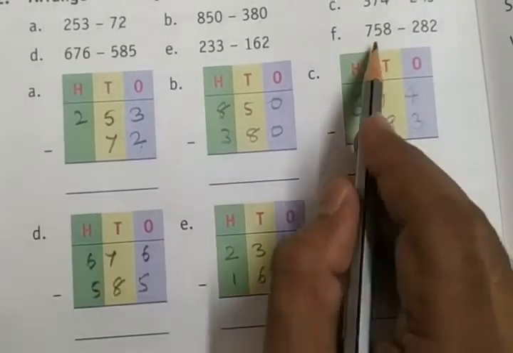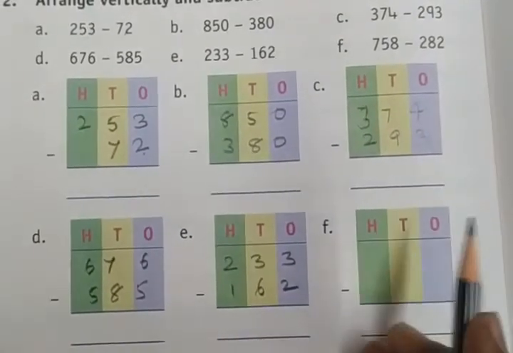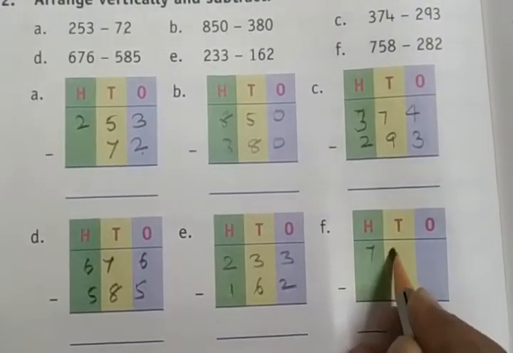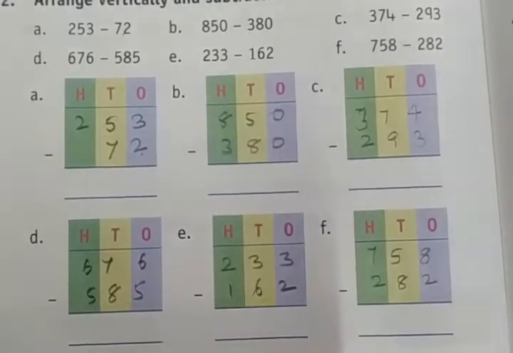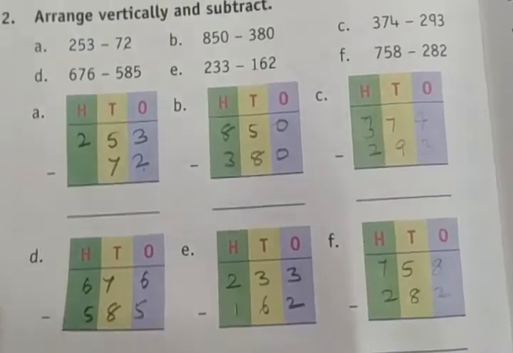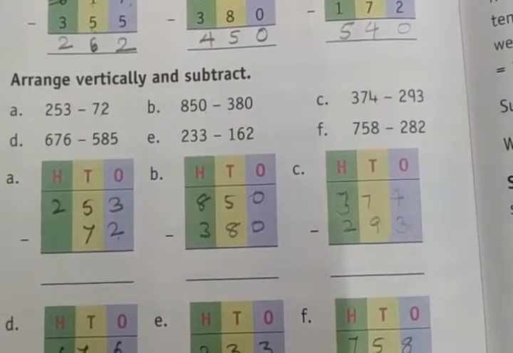Okay, next we have 758, then 282. So arrange them properly in the place value chart first. Okay, so then try to solve.